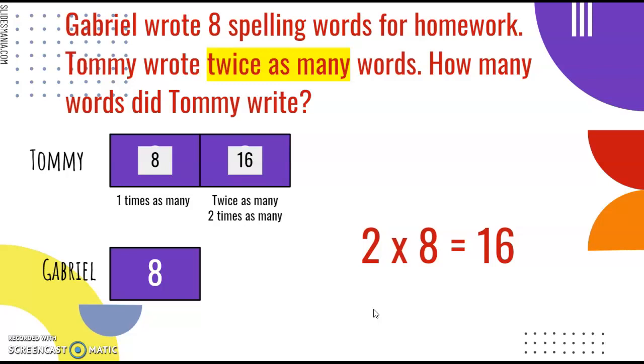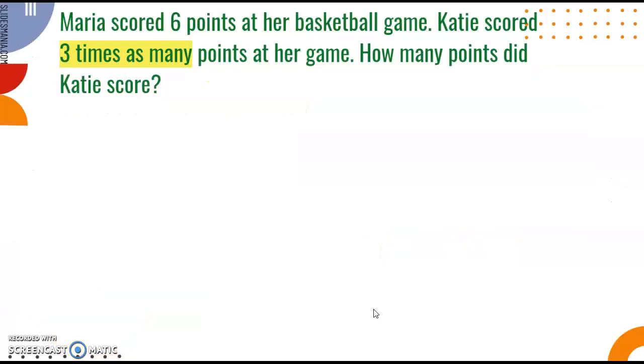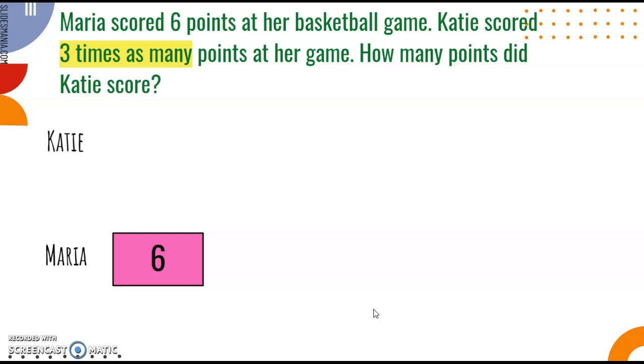Grab a sheet of paper for the next one. Maria scored 6 points at her basketball game. Katie scored 3 times as many points at her game. How many points did Katie score? We'll set up the problem together, and then you're going to model the problem on your paper. Let's put Maria's points at the bottom. We can just write 6 inside of a rectangle to show her points. Next, we'll put Katie's equally sized groups above Maria. Pause the video to complete this problem. Press play when you're ready to continue.